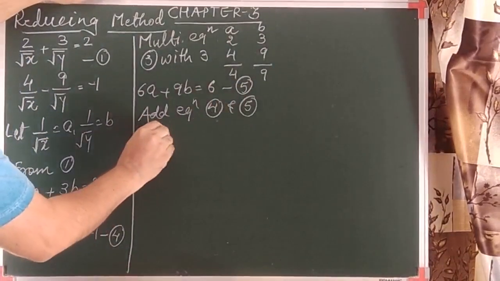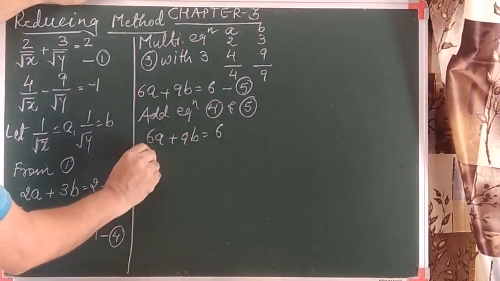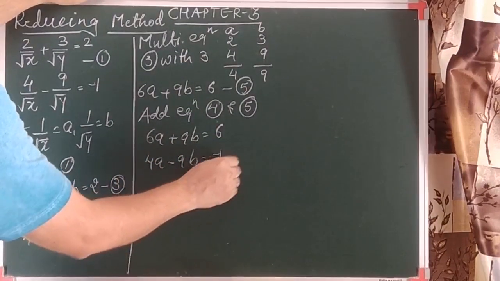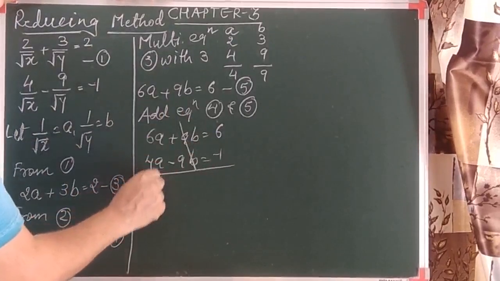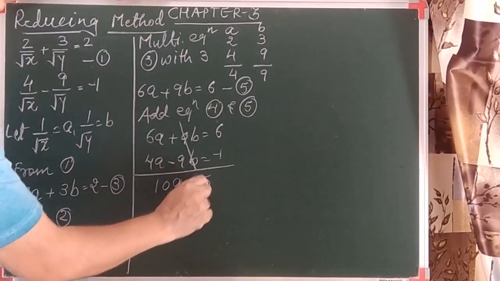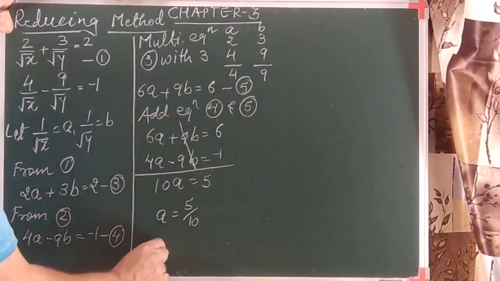We know that when we have to do the addition, if the coefficients are additive inverses, or when we do the subtraction, if the coefficients are the same, the variable will be cancelled. 6 plus 4, that is 10. 6 minus 1, that is 5. So we can say a is equal to 5 by 10. So it is 1 by 2.